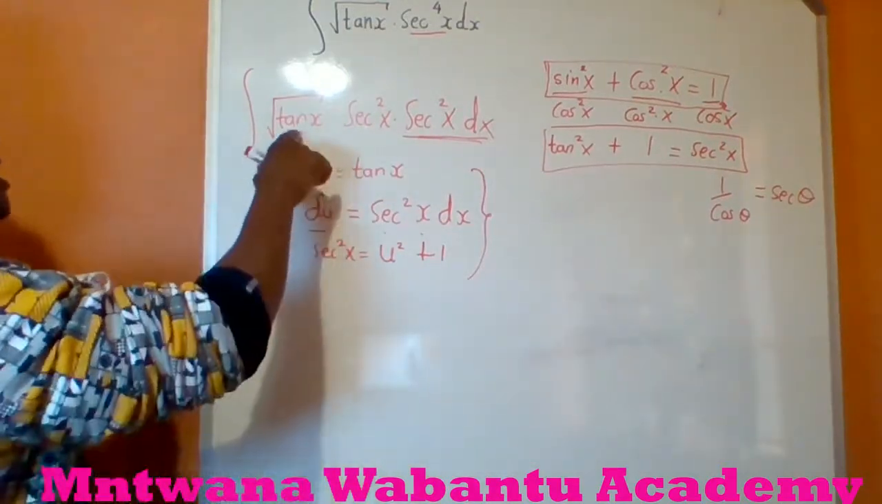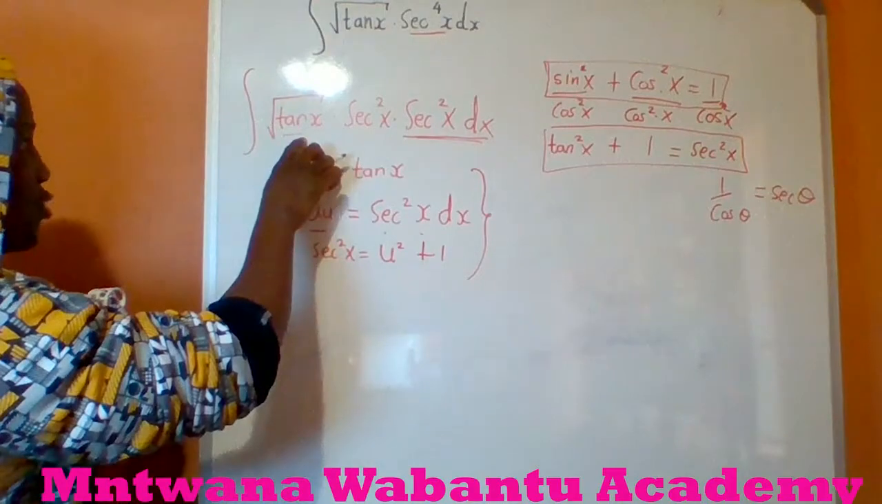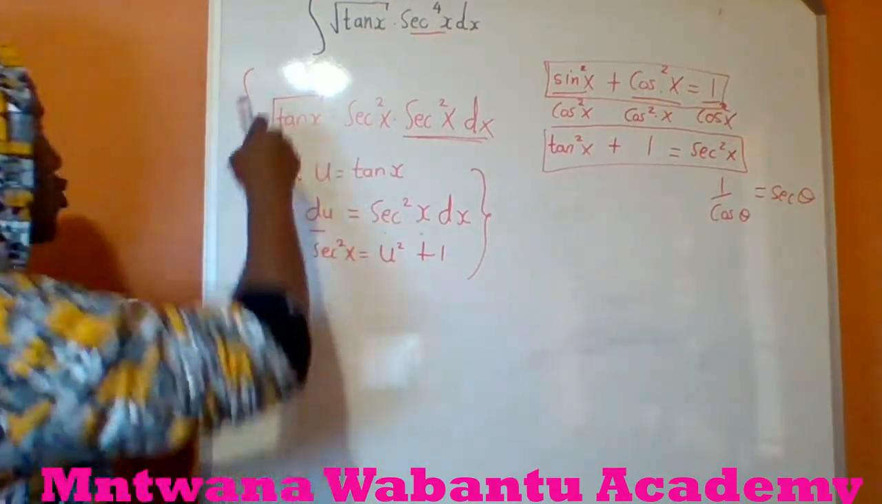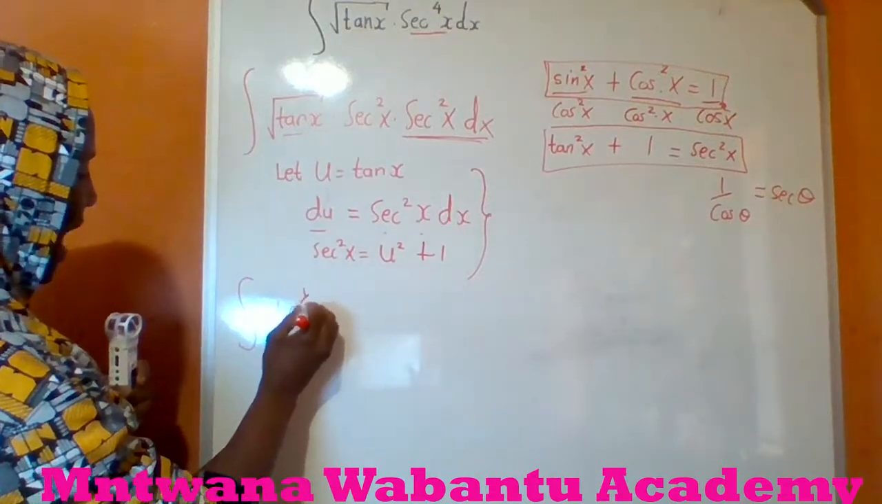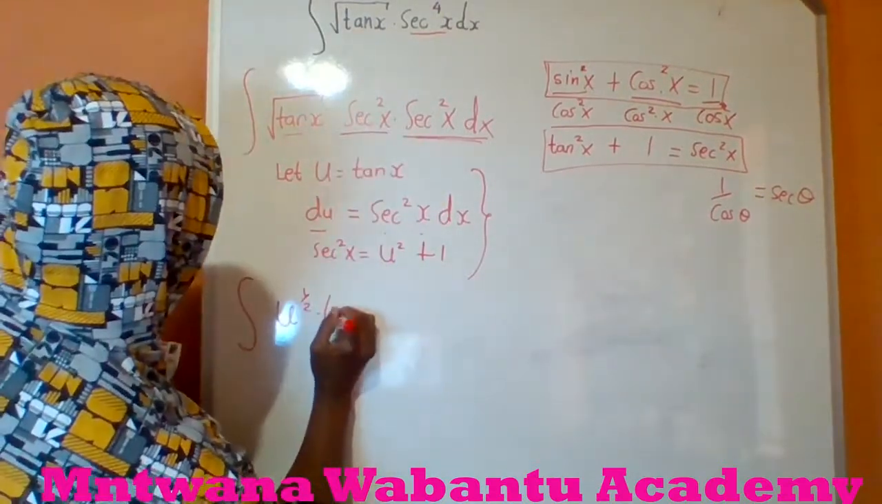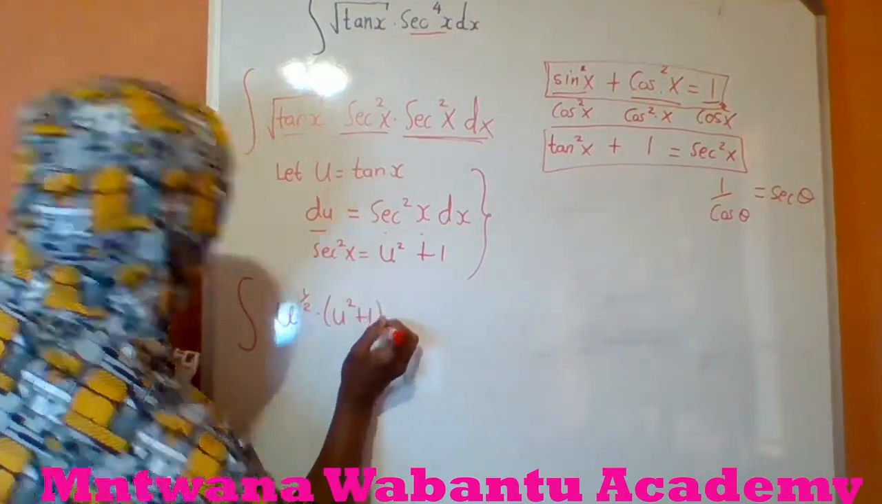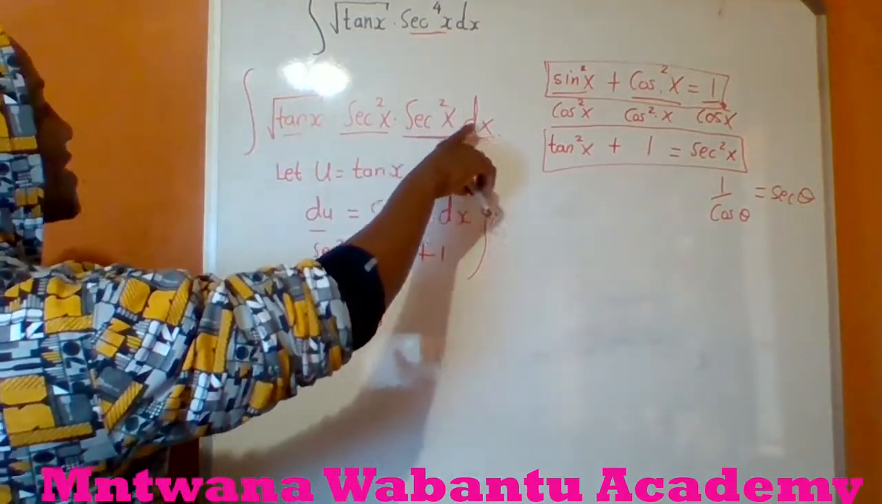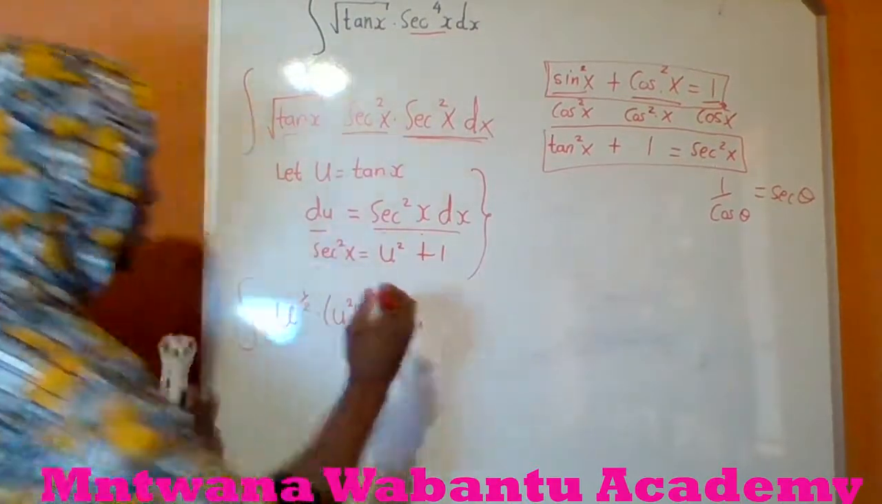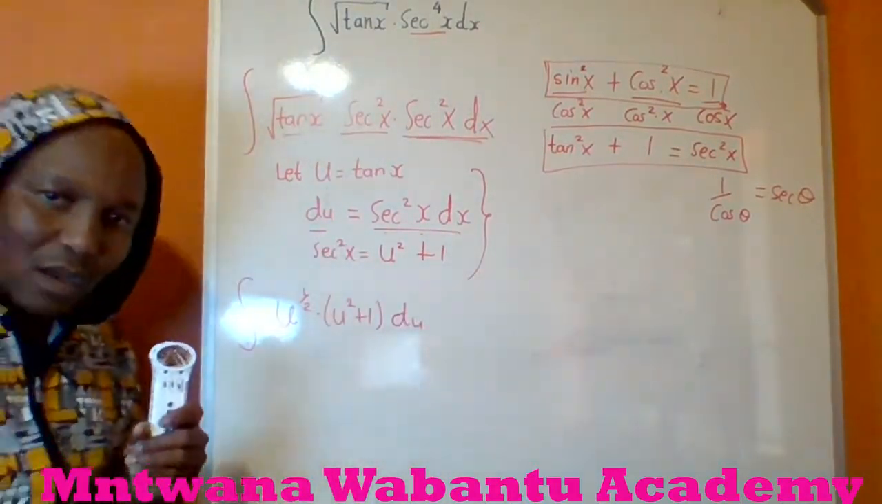So integral of square root of tan, with the variable now being u, we're going to say u to the power of a half. What does square root mean? Square root means a half. And then multiply by sec square, which means u square plus 1. Now sec square x dx is equal to du. You see now the equation has gone to the power form of integration.